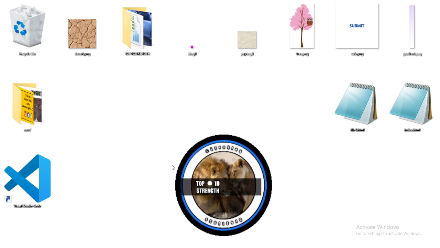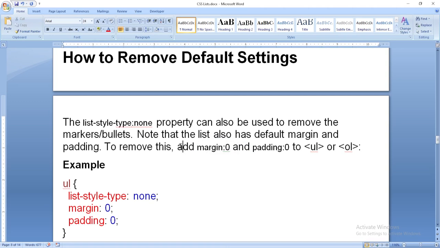Welcome back everyone. Quickly, let's continue our discussion on CSS lists, and right now we'll be discussing how to remove default settings from our lists. The list-style-type none property can also be used to remove the markers or bullets in our list.